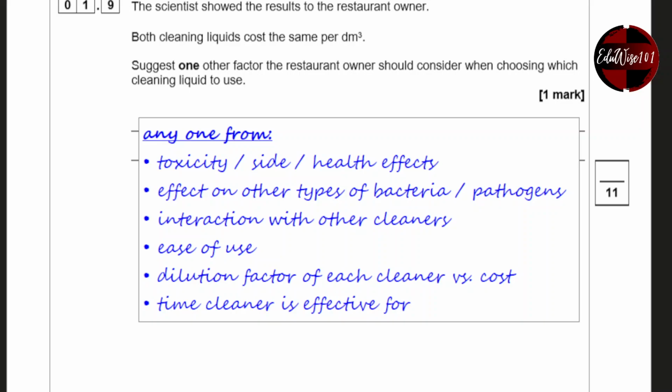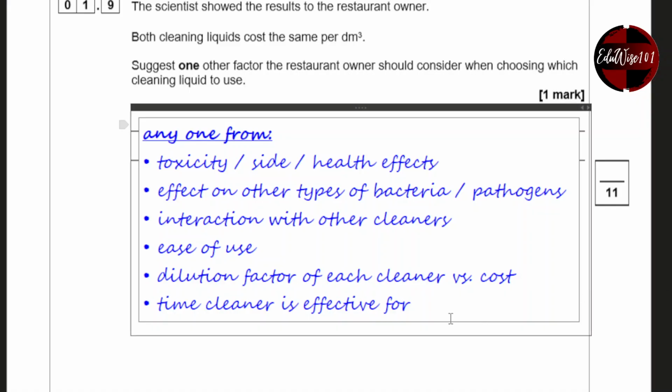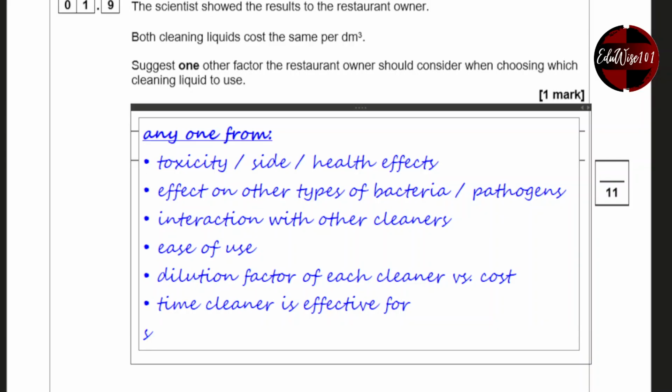How does it interact with other cleaners like soap or surface cleaners? How easy is it to use? Can you just spray it? Dilution factor for each cleaner. So how much would you need to dilute it by, and how much does it cost? Time cleaner is effective for, and I would also add smell as well.